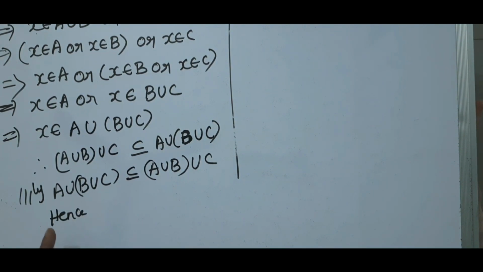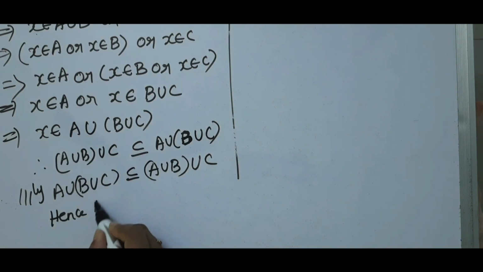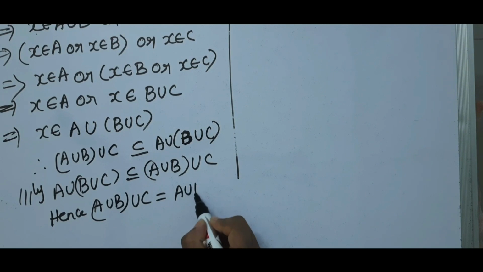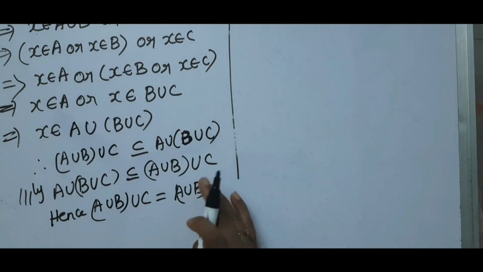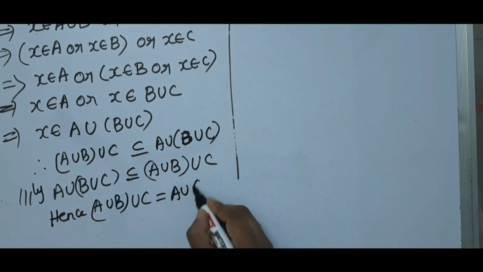Hence, as A union B union C is subset of A union B union C, and A union B union C is subset of A union B union C, it is quite similar to A subset of B and B subset of A, then A is equal to B. Is it not? So this can be written as A union B union C is equal to A union B union C.